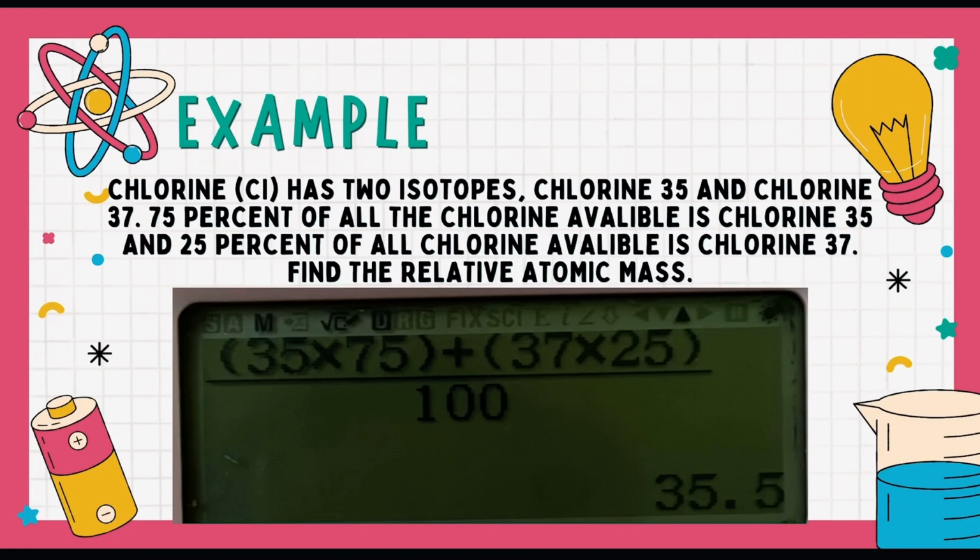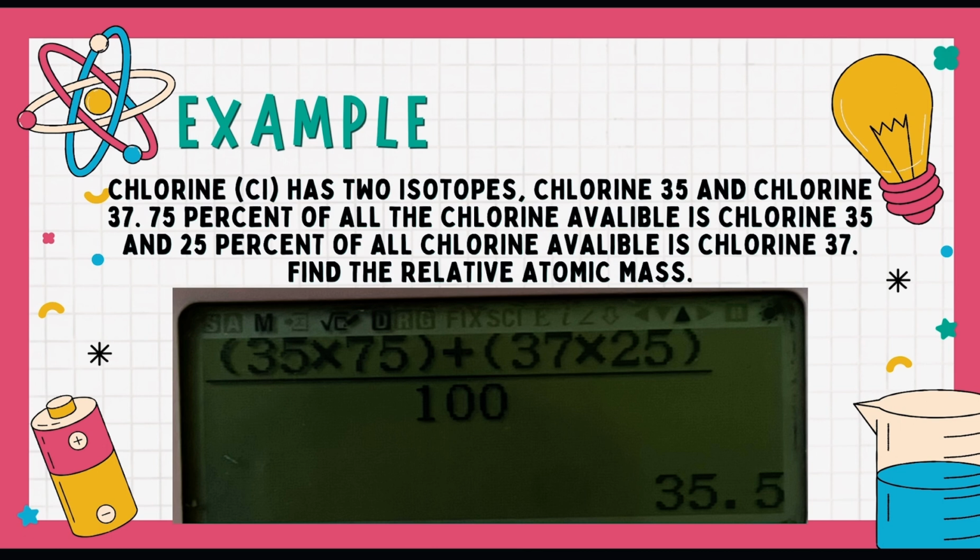Here we have a short example. Let's take the element chlorine, which has the atomic symbol Cl. Chlorine has two isotopes, chlorine 35 and chlorine 37. 75% of all the naturally available chlorine is chlorine 35, which means that it has 35 neutrons in its nucleus. And 25% of all the chlorine available is chlorine 37, which means it has 37 neutrons available in its nucleus.